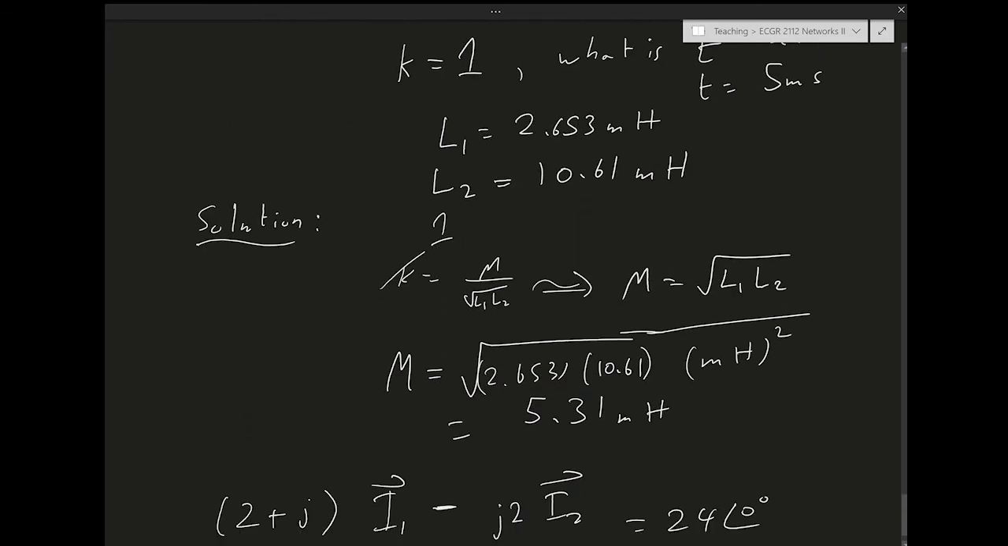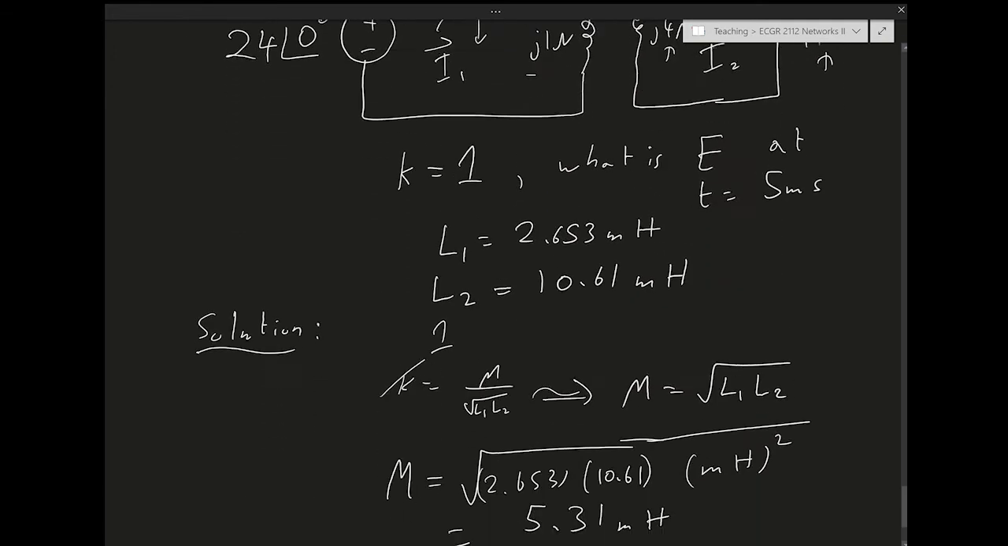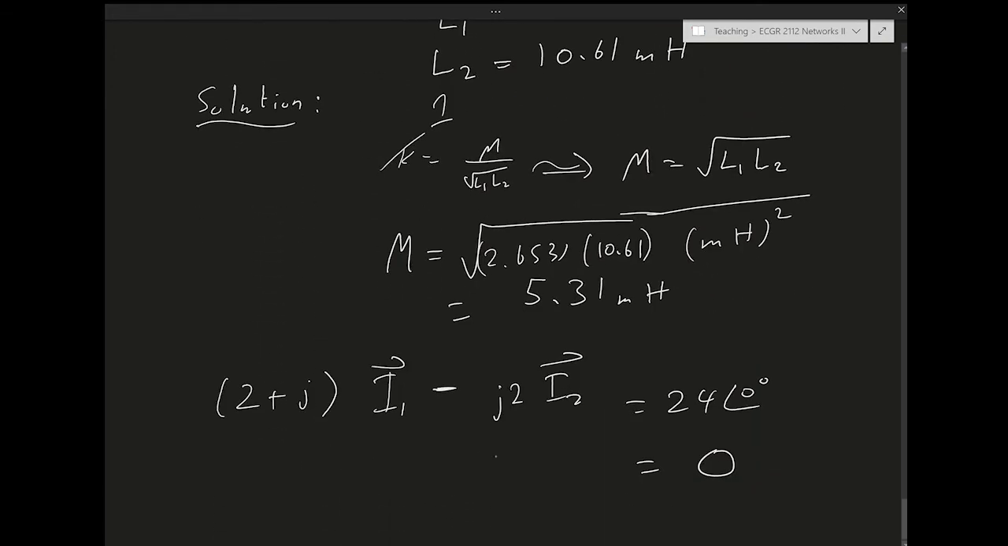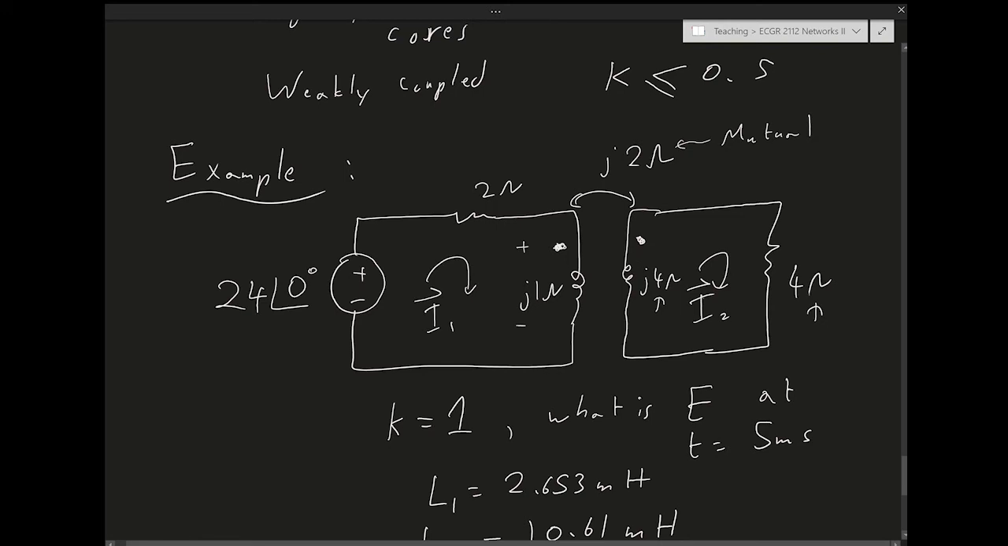Let me do the I2 term, so that's going to be 4 plus j4. That's the resistor and the self term, I2, plus I have the mutual term, which is j2 I1. Now, what about the sign? Well, I1 is going into the dot, which means it's positive, right?